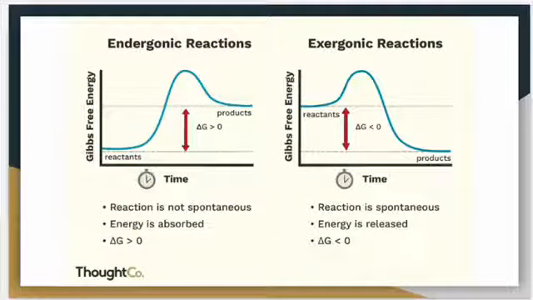If you look at the graph on the right, you can see that it's an exergonic reaction and that the change of G is less than 0. So that means that energy is lost. That's why the products are lower than the reactants. Meanwhile, endergonic reactions have an increase of energy, which is why the products are greater than the reactants.